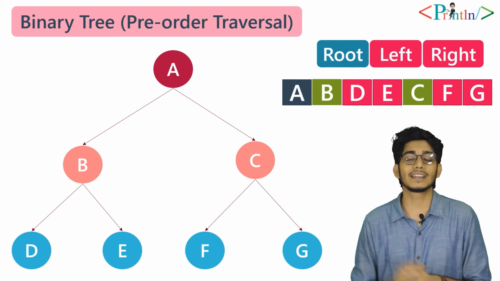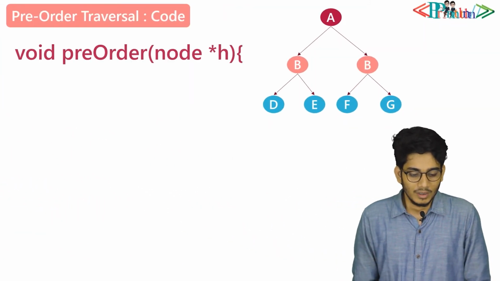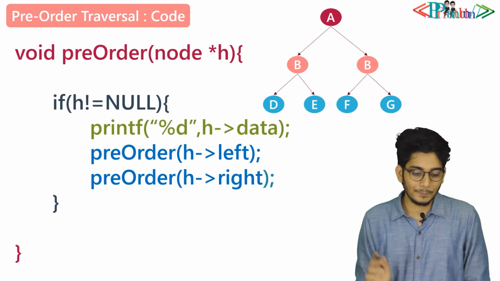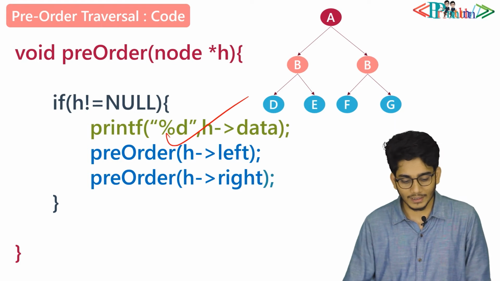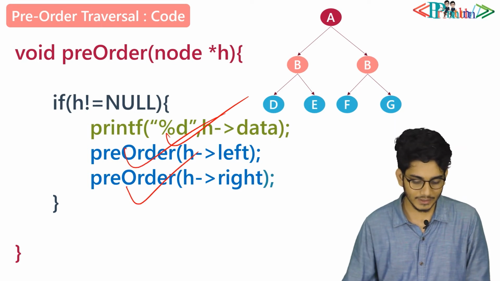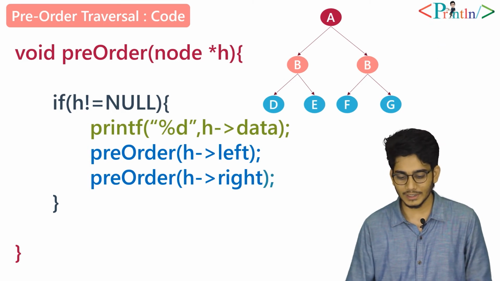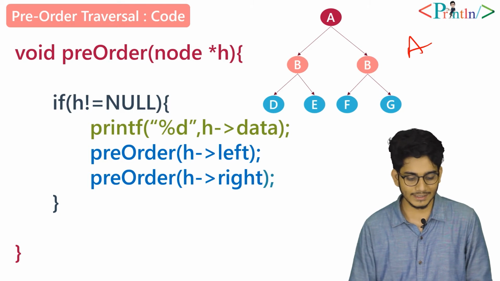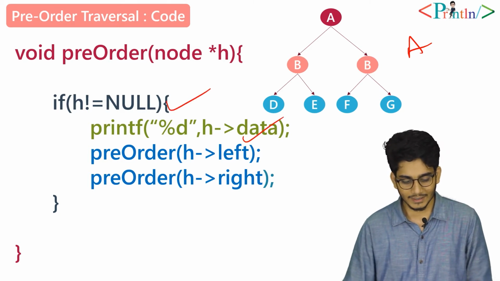Now we'll see how we can implement this using code. The code for the pre-order traversal is, at first we print the data, then we'll call the left subtree recursively, then we'll call the right subtree recursively. So let's say our root is not equal to null. We'll just check whether the node is null or not. It is not null. We'll first print A, then we'll recursively call the left of A, that is B.